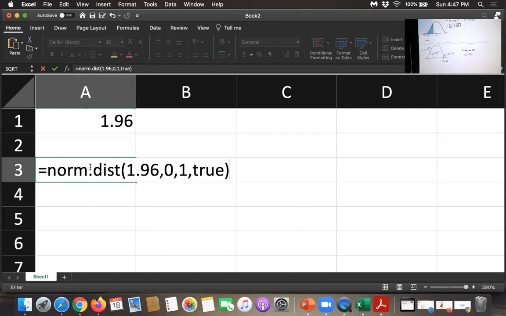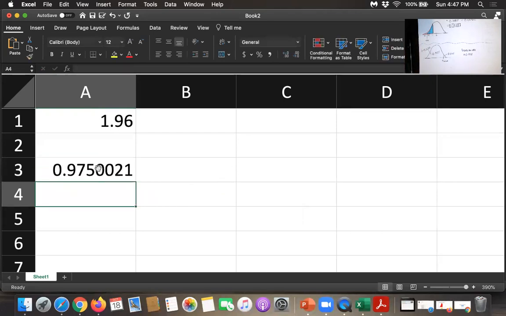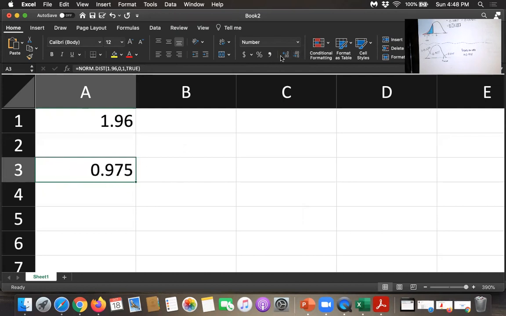If we've done everything correctly, this should undo what we did up there. And it does. We get 0.975. And it's a little bit more than that. See how accurate it is? But if we are being as accurate as our table, we'll round to 4 decimal places and we get 0.9750. So Excel gives you the same answers that you get in the table.